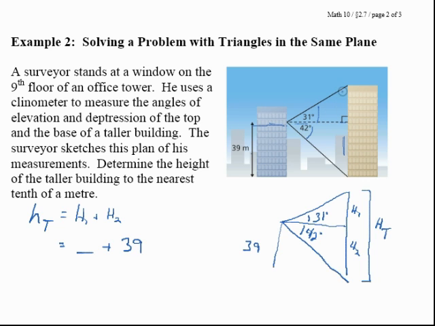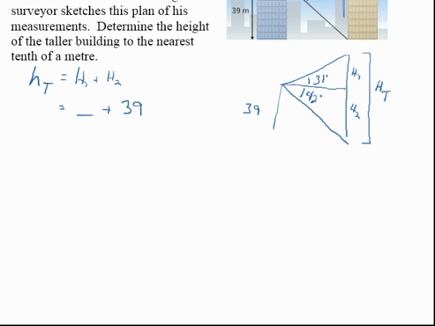But to find H1, I only know one thing about that triangle. I need to find a second thing about that triangle. I need to find this, again, it's the common side. So let's draw out the triangle. So we're going to draw out our first triangle. This is the bottom triangle because that's the one we know the most about. And we know that this is 42 degrees, and that this is 39 meters, and we're trying to find this distance.